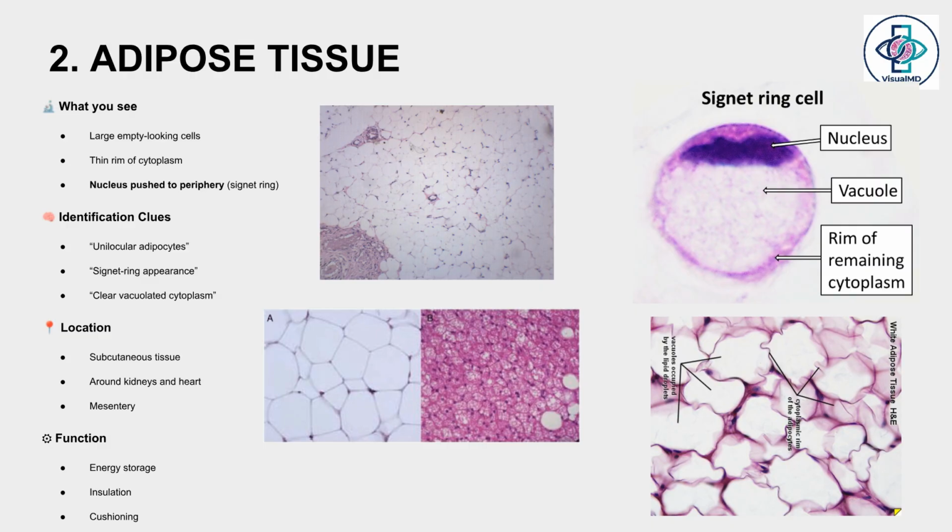Adipose tissue is characterized by large, empty-looking adipocytes with a nucleus pushed to the periphery, giving a signet ring appearance. It is crucial for energy storage, insulation, and cushioning.